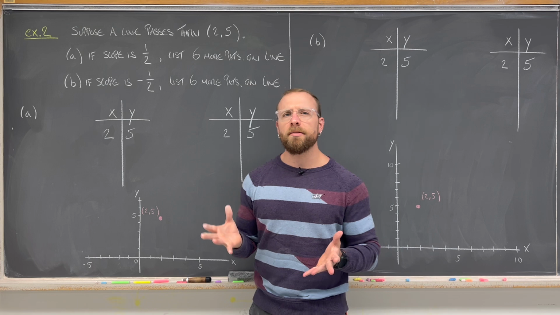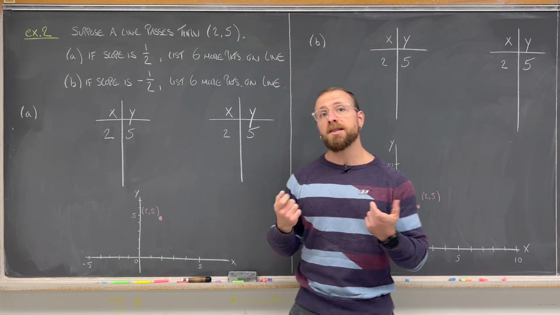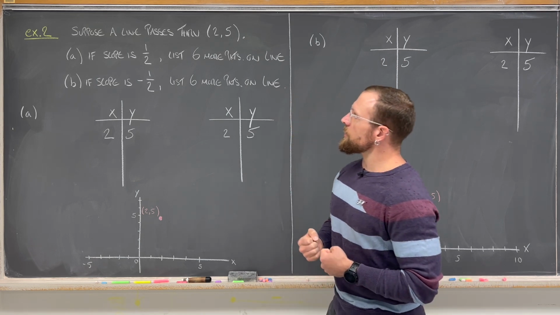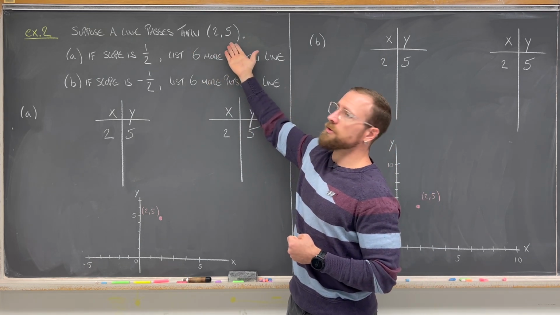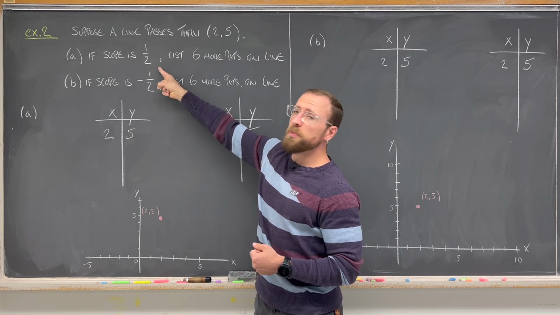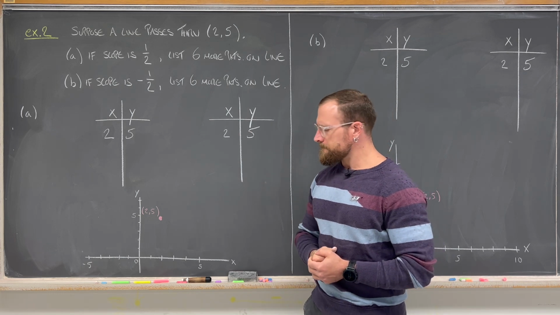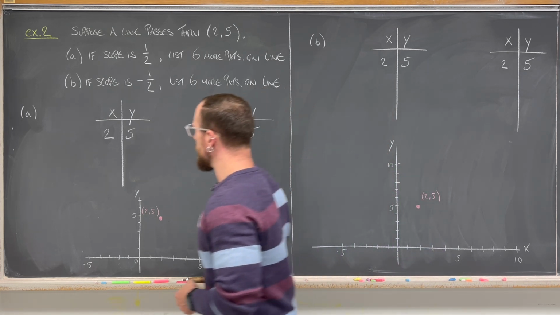Here's another example that may help us better understand what information is contained in the slope of a line. So this says, suppose a line passes through the point 2, 5. Here's the point 2, 5. If the slope of the line is 1/2, tell me 6 more points on the line. Okay, the slope is 1/2.